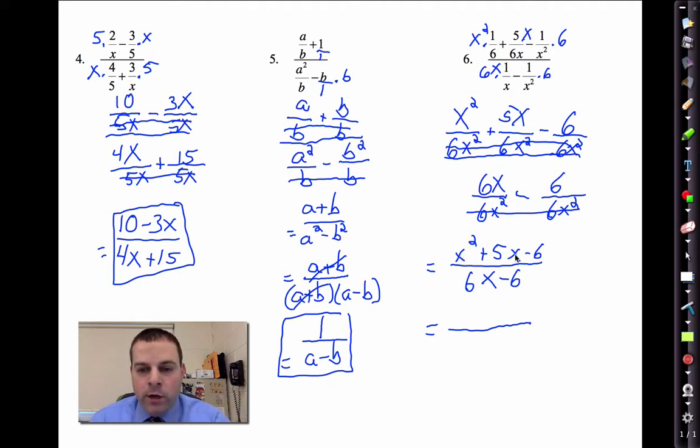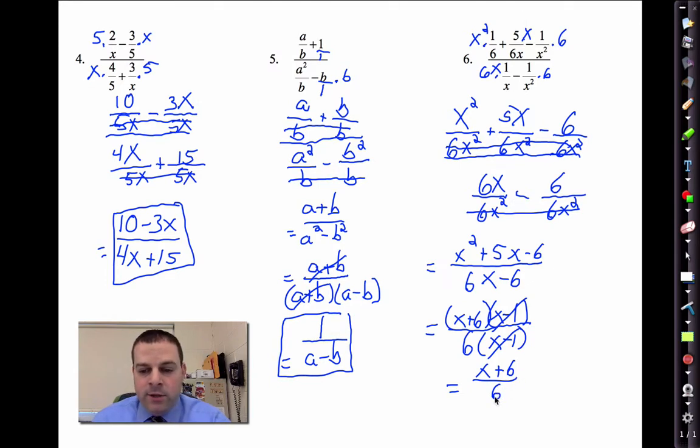So when I look at my numerator, I have a normal trinomial with a leading coefficient of 1, so I look for factors of negative 6 that add up to positive 5, which is x plus 6 and x minus 1. When I look at my denominator and go through my proper factoring techniques, I have a GCF of 6, which leaves me with a binomial of x minus 1. So I do have common factors of x minus 1, which leaves me with x plus 6 in the numerator and 6 in the denominator.